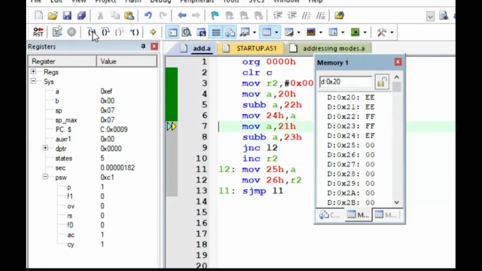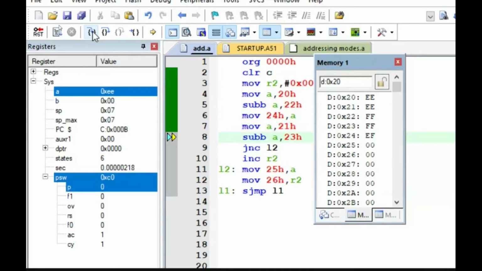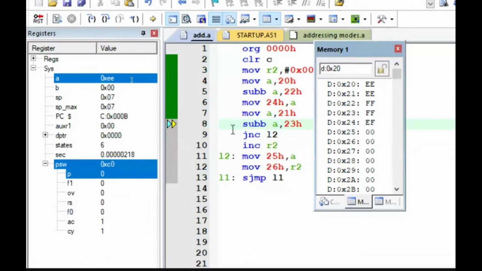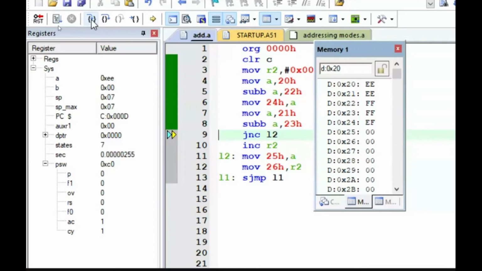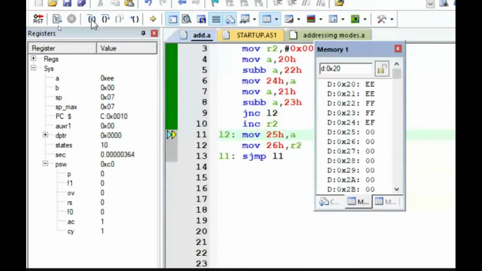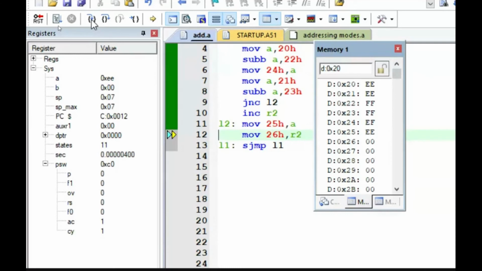And moving the content of 21st memory location, again another EE. Now we are subtracting with borrow. Now already there is a borrow, which is carry flag is 1. Subtracting, that is accumulator is EE. So the carry flag will also be considered. And then it will subtract the 23 memory content, which is FF. And the difference, you can see, is again EE. Again the carry flag was set, hence it is incrementing R2, and EE has gone to 25th memory location, and then the R2 content is moved to 26th memory location.